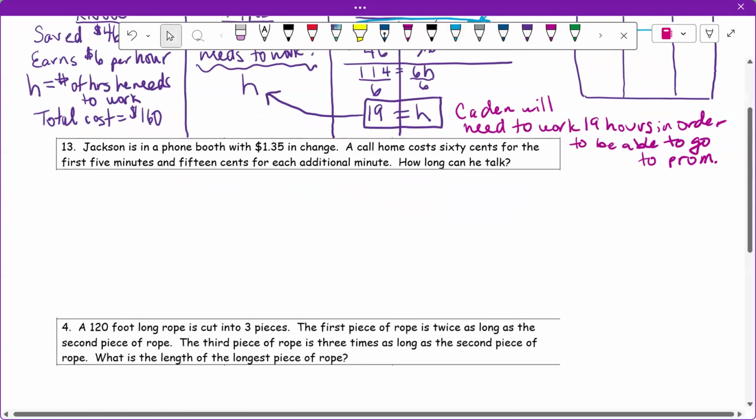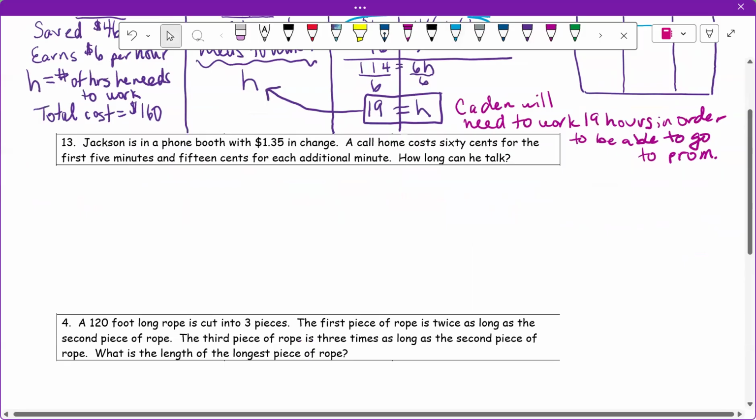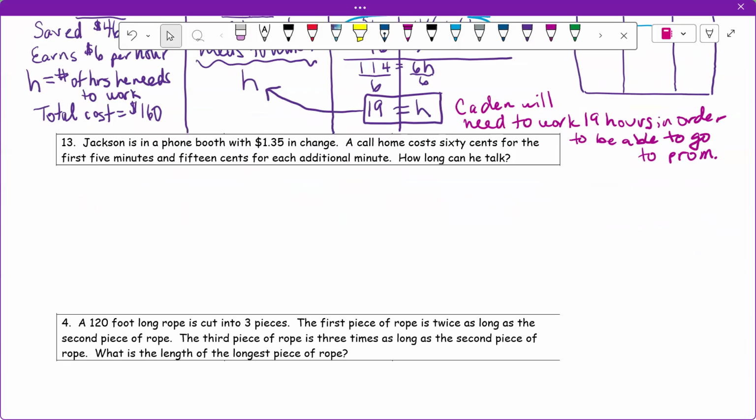Here we go. Jackson is in a phone booth with $1.35 in change. A call home costs 60 cents for the first 5 minutes and 15 cents for each additional minute. How long can he talk? Now, I know that this might be a little bit out of date because we really don't have phone booths anymore. But it used to be the case where you have to go into a little box, put money into a phone, and then you could use that to call. Now with cell phones, that's kind of extinct, but we're going to go with it anyway.